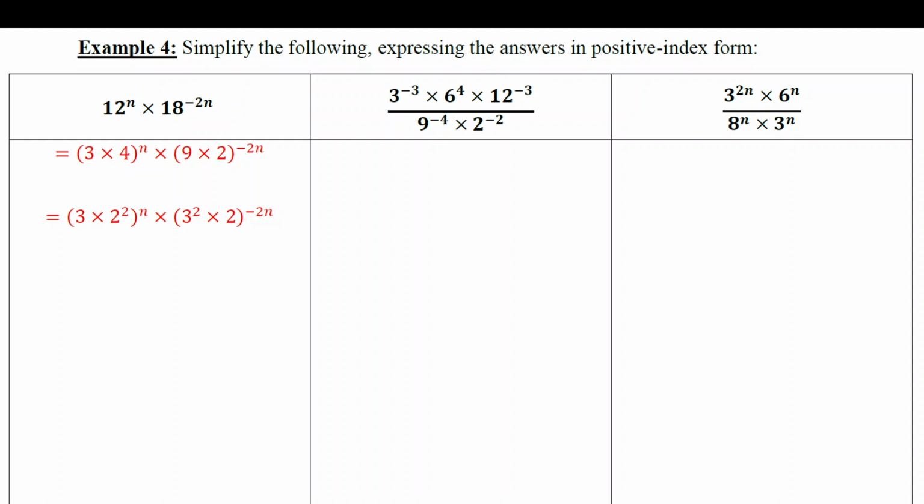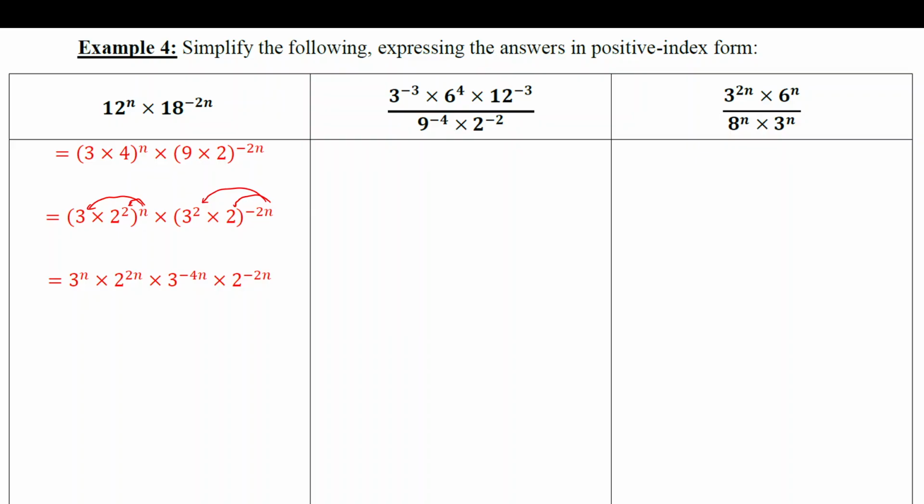Okay, and what this is going to accomplish is it's going to really help us simplify this expression down to positive index form. So let's now multiply out these powers. Okay, and we're going to get 3n, 2n, 3, negative 4n, and 2, negative 2n.